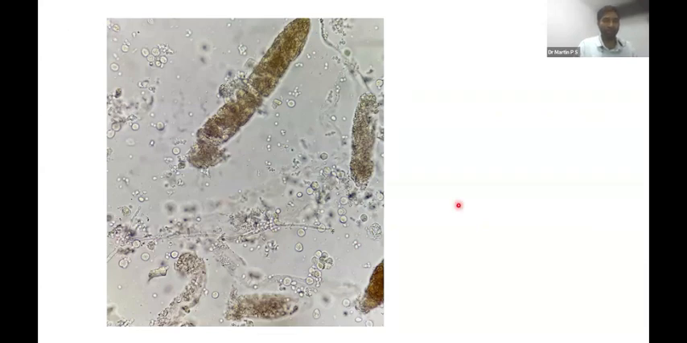She is having very poorly controlled diabetes. She is showing fungal elements in her urine, but she is totally asymptomatic.